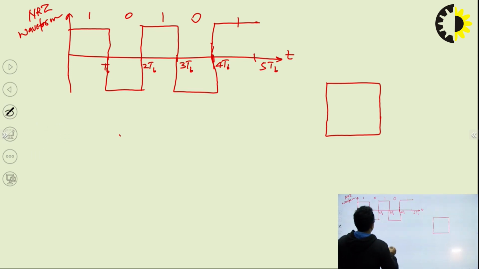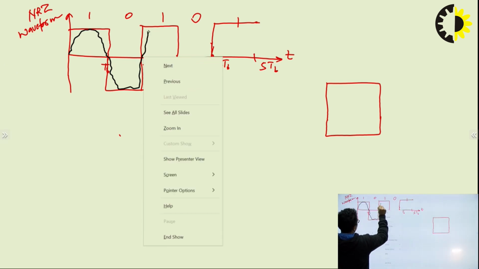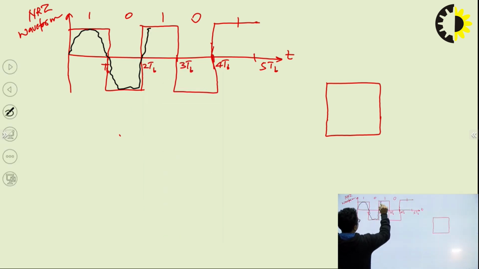Now suppose that some noise starts being introduced in the signal and we are getting some fluctuations like this. So instead of a complete or perfect square, now it is something like this.